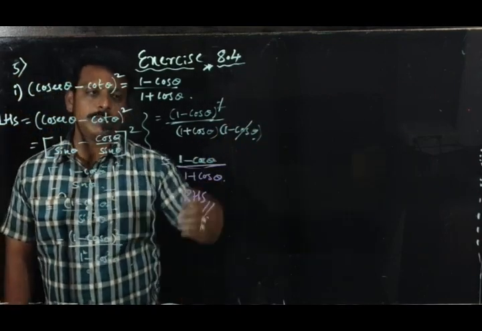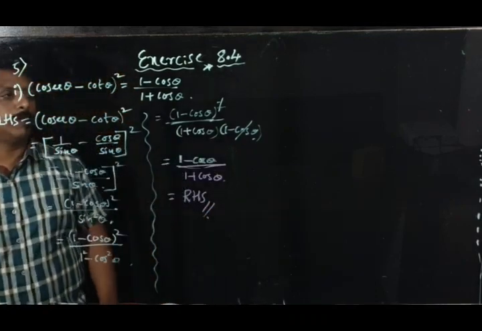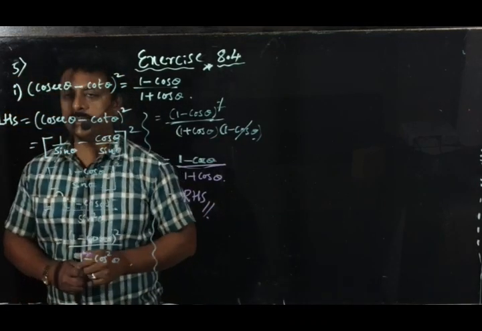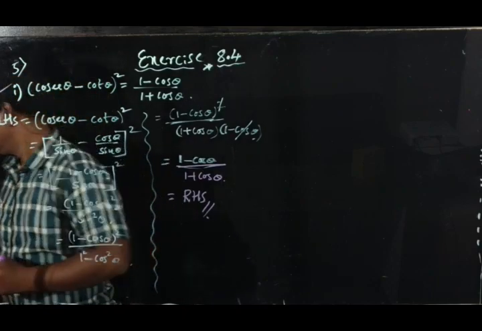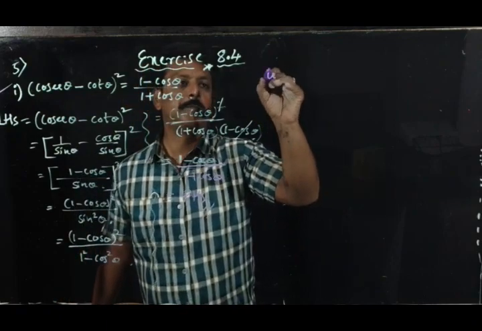1 minus cos theta cancels. Then we got 1 minus cos theta divided by 1 plus cos theta, which is the RHS. Hence, proved. After this, I want to take the second sum also.